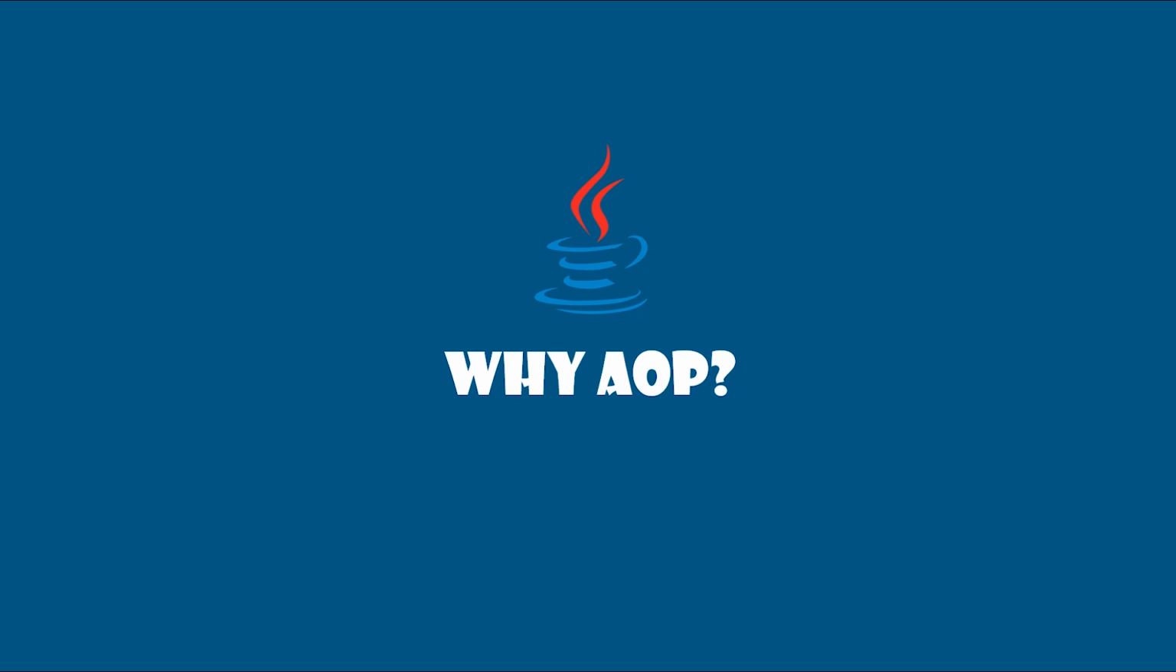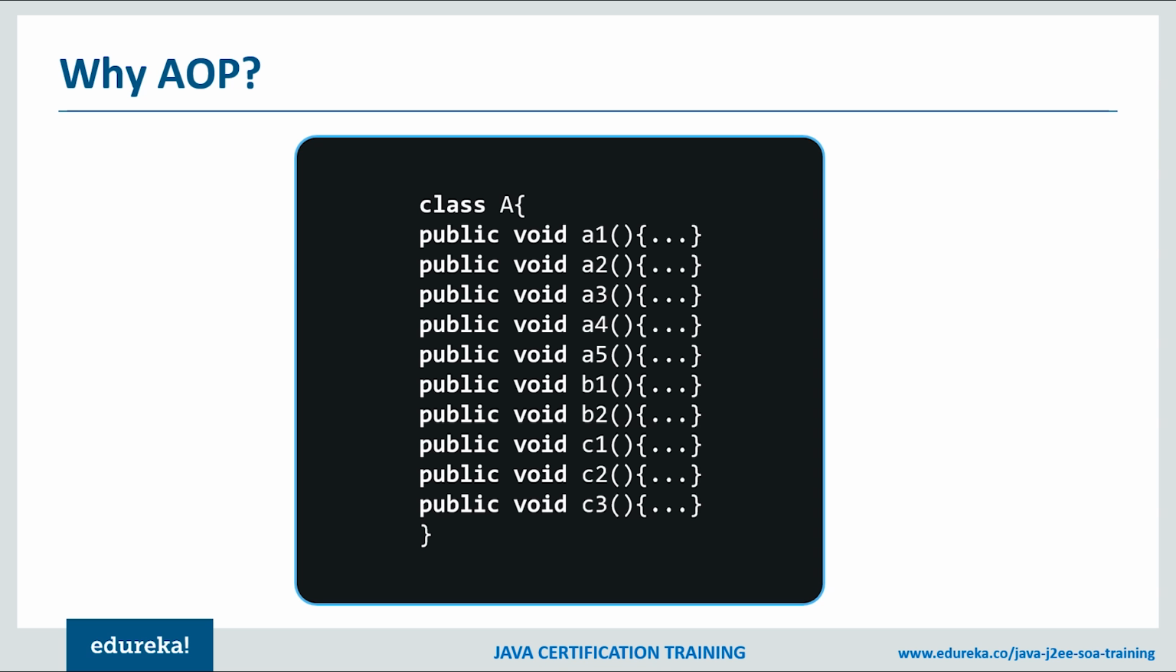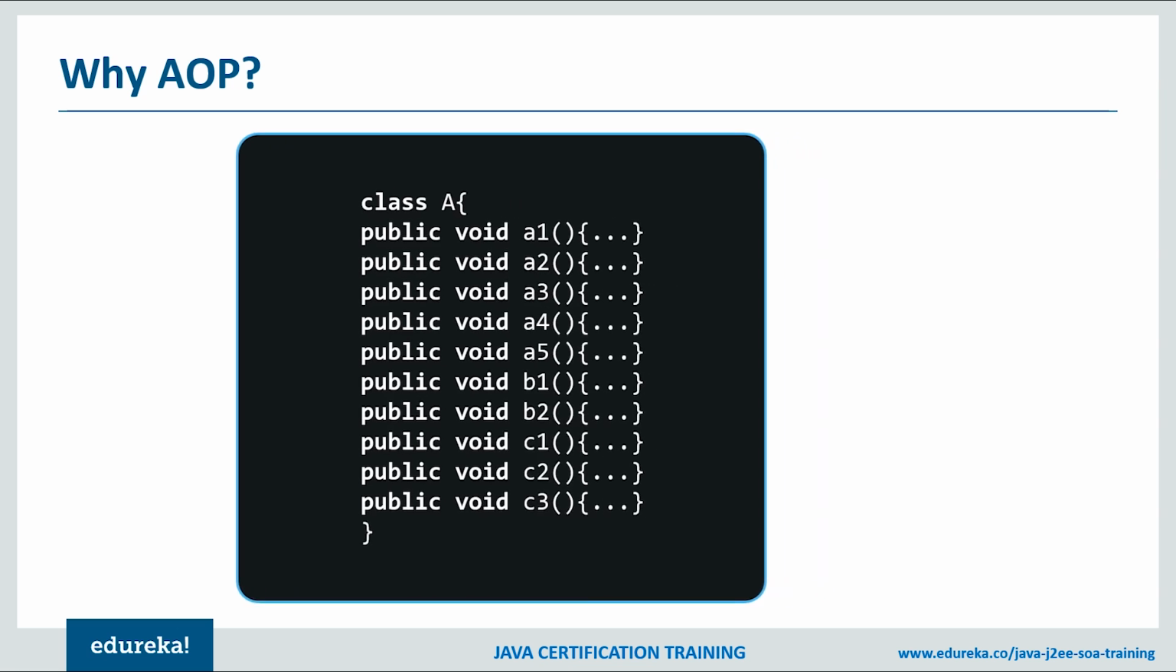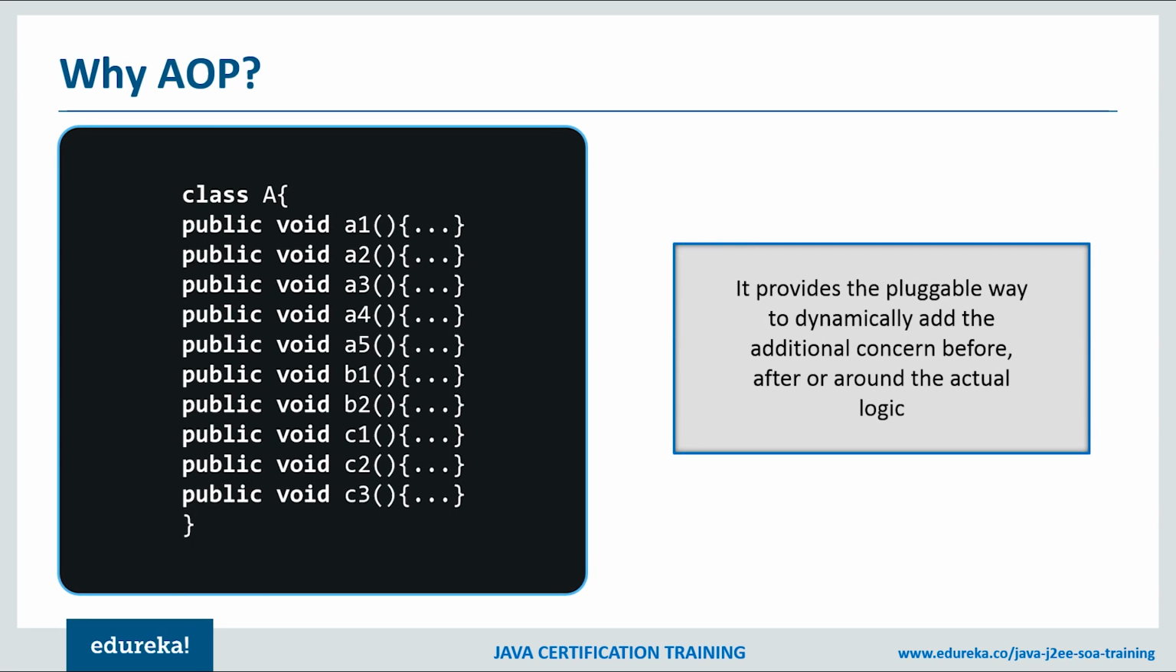So why do we need this AOP? As you all know, it provides the pluggable way to dynamically add the additional concern before, after, or around the actual logic. Suppose there are 10 methods as shown in the figure, and there are 5 methods that start from A, that is A1 to A5, 2 methods from B, and 3 that start from C. So first, let's understand the scenario. Here, what I have to do is maintain the log and send the notification after calling the method that starts from A.